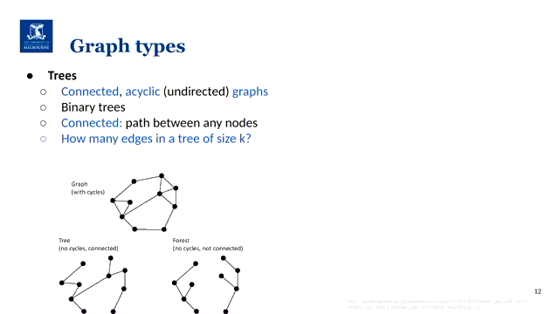Out of how many possible? So if you consider a given undirected graph, how many possible edges do we have?